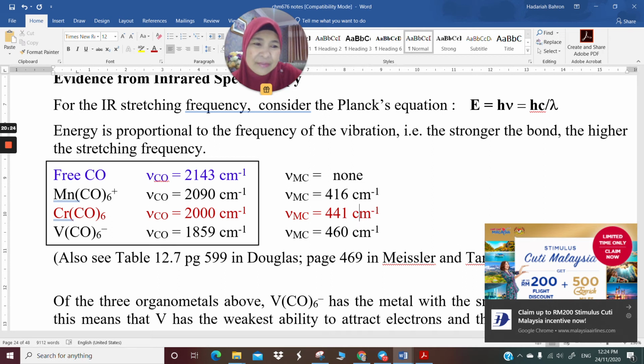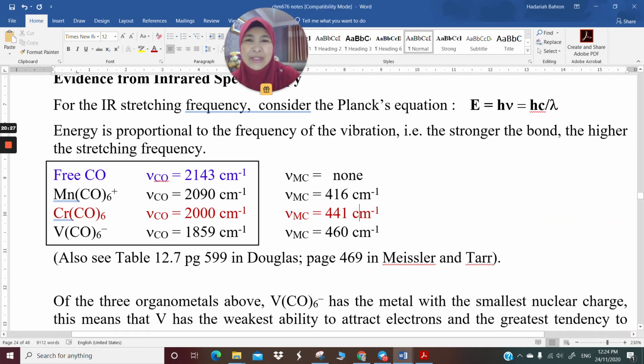So that is fine. Okay, that is fine for a free carbon monoxide compared to the CrCO6. But if you change from CrCO6 into MnCO6 plus or VCO6 minus, there are also some changes that are observed by scientists. So what do those changes signify? So I'm going to go through this slowly with you.